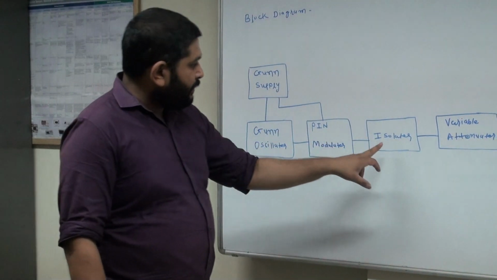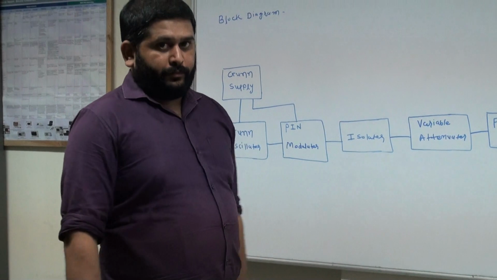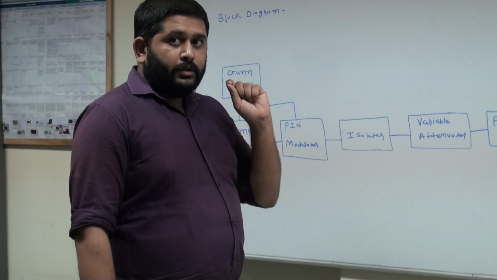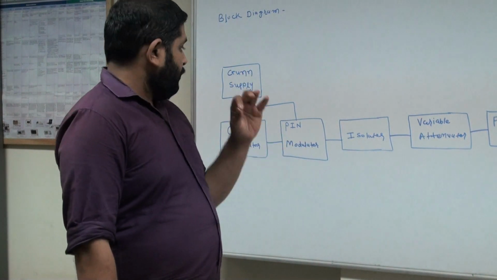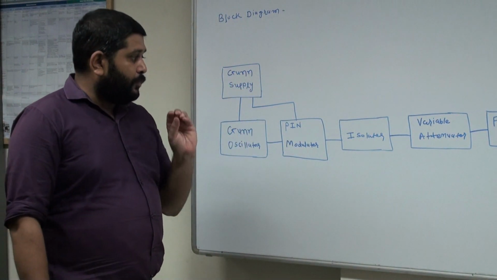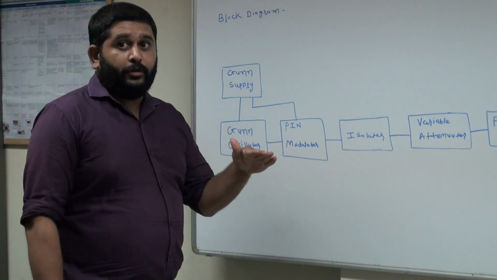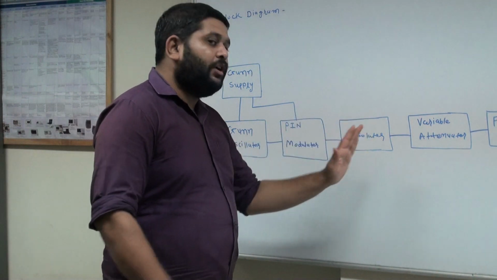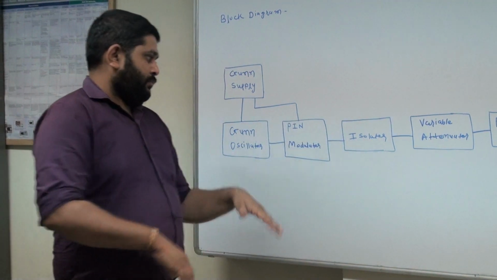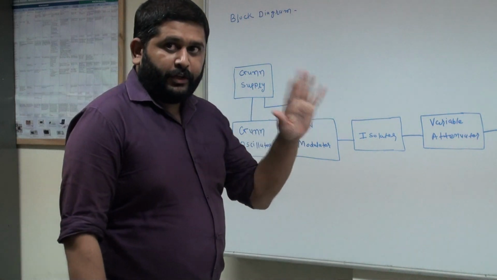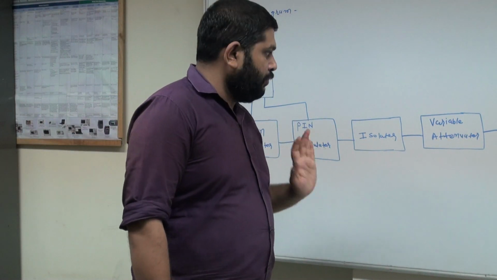And the next part is the isolator. The function of the isolator is to let the RF power flow in one particular direction. It does not allow the reflected power. That means the function of the isolator is to propagate the power in one particular direction.